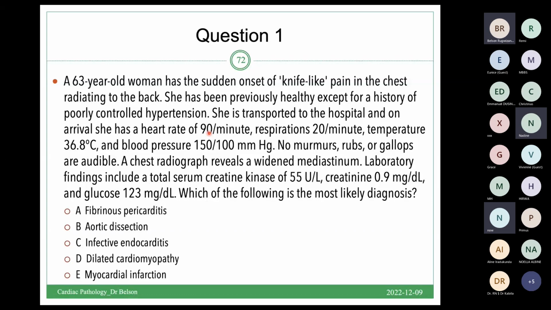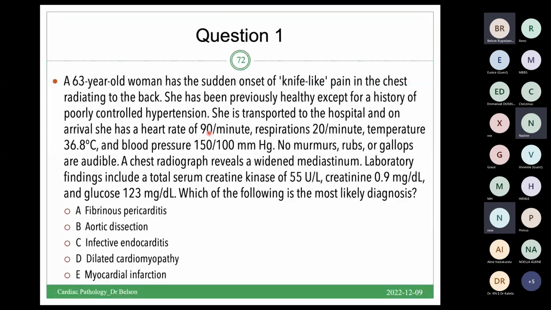A chest radiograph reveals a widened mediastinum. So widened mediastinum usually means that on the x-ray what you see is the lungs, and the rest in the middle appears solid organ. So here it can mean that the heart has increased in its size.